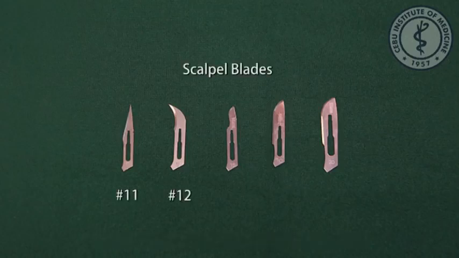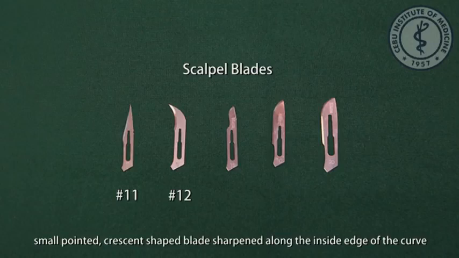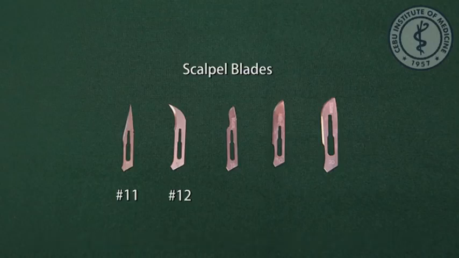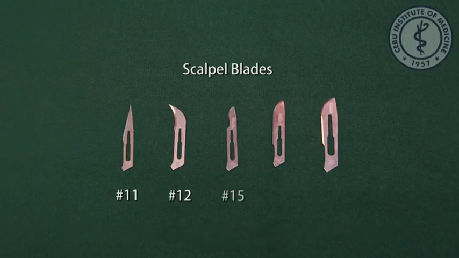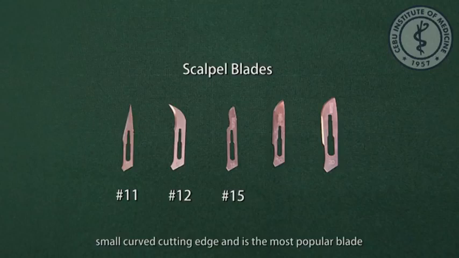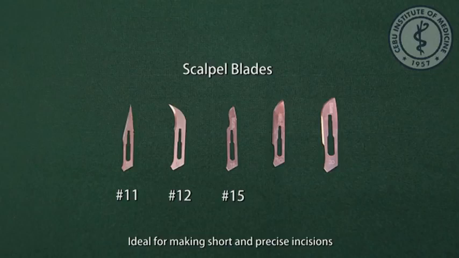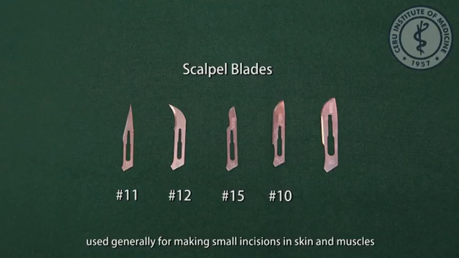Blade number 12, small, pointed, crescent-shaped blade sharpened along the inside edge of the curve, utilized as a suture cutter but also for arteriotomies, parotid surgeries, and uterolipotomies. Blade number 15, small curved cutting edge, and is the most popular blade, ideal for making short and precise incisions. Blade number 10, used generally for making small incisions in skin and muscles.